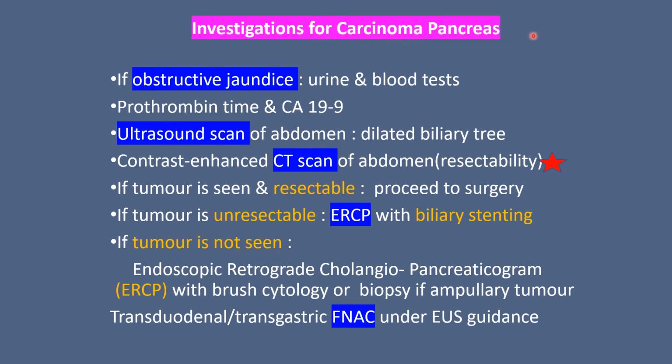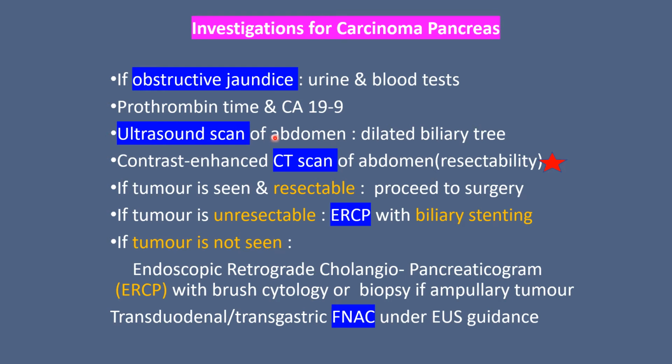Investigations for carcinoma of the pancreas. If the patient comes with obstructive jaundice, suggesting the tumor is from the head of the pancreas, urine and blood tests are done. In this respect, it is very important to do the liver function test to check the level of bilirubin, conjugated and unconjugated, and the alkaline phosphatase. Prothrombin time is very important, especially in these jaundiced patients, and also a baseline level of the CA19-9 tumor marker.